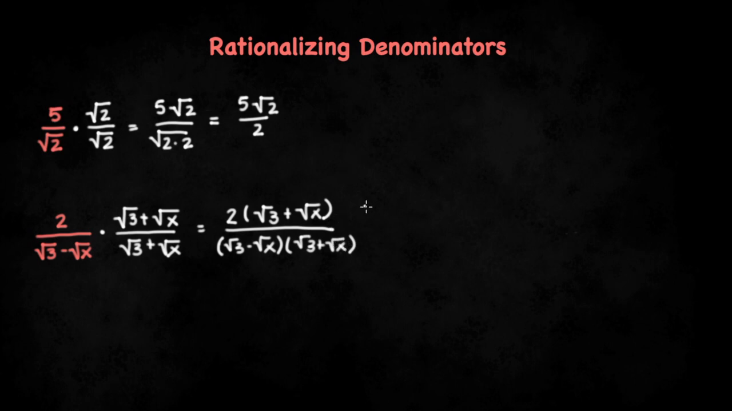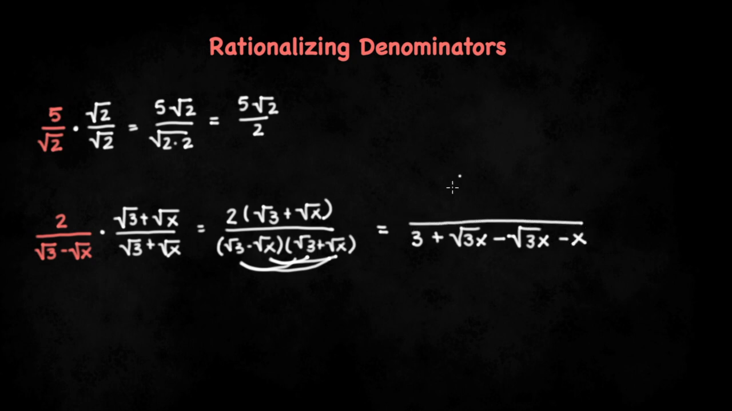We can now distribute the denominator. The square root of 3 times the square root of 3 is 3. The square root of 3 times the square root of x is the square root of 3x. Negative square root of x times the square root of 3 is negative square root of 3x. And the negative square root of x times the square root of x is simply negative x.